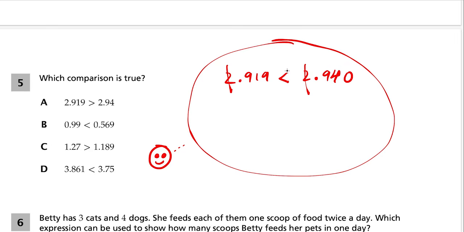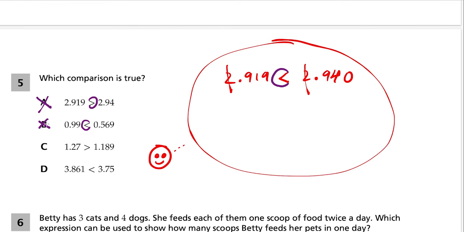So when you draw your inequality, I like to imagine almost like a Pac-Man here, and the Pac-Man wants to eat the bigger amount. But the 0.940 is bigger than the 0.919, so this is not our answer choice, because you see the Pac-Man would be going this way, and it would be eating the smaller number when it wants to eat the bigger number. So then we go to choice B, and choice B is also not true, because 0.99 is very close to 1. 0.569 is further away from 1, so this is the bigger number. So the Pac-Man here is eating the smaller number, so this is not true.